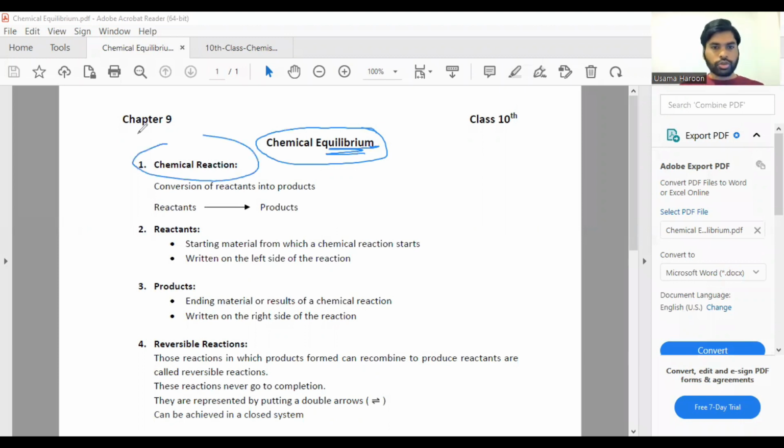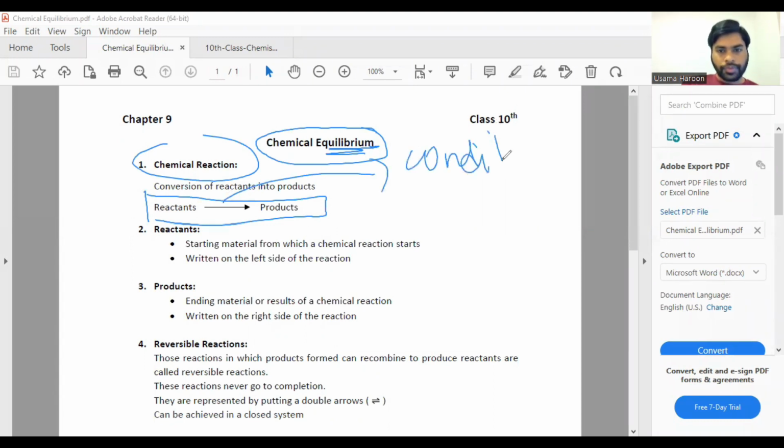What is a chemical reaction? So a chemical reaction is basically a conversion of reactants into products, as I have shown here. These are the reactants, and these reactants are being converted into the products, and there will be certain reaction conditions as well. Those reaction conditions can be temperature, pressure, or any other catalyst of this type.